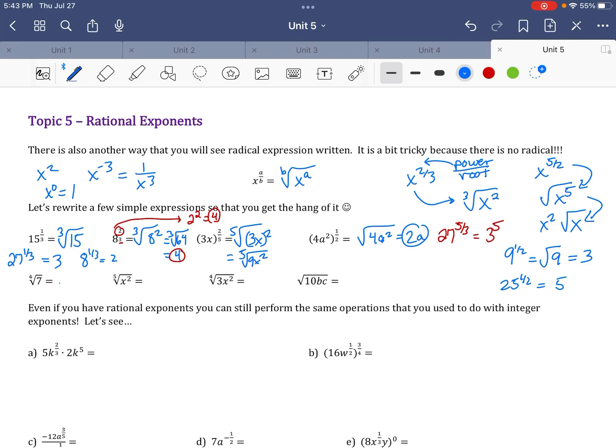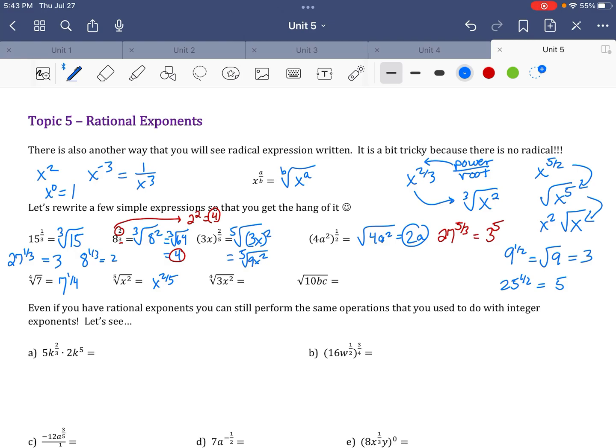All right, here I have the 4th root of 7, so I could write that as 7 to the 1/4 power. I kind of prefer 4th root of 7, but whatever. If you see 5th root of x squared, so it's x to the 2/5. It's just changing the format, getting used to the new style.